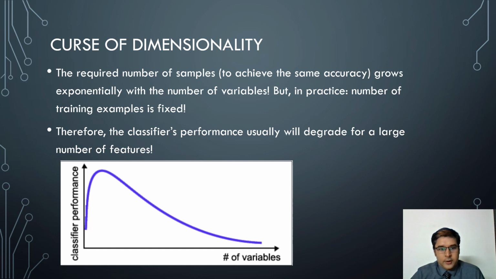Therefore, the classifier's performance usually will degrade for a large number of features. So given more independent variables or features, the classifier performance will degrade over a large number of independent variables.